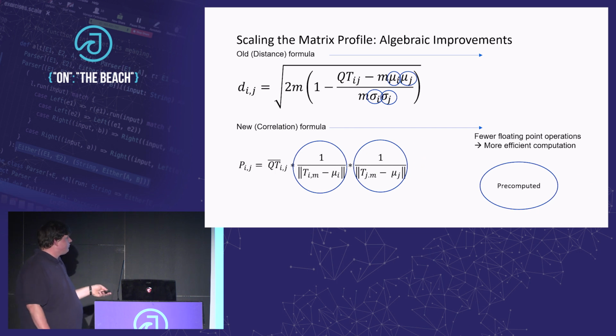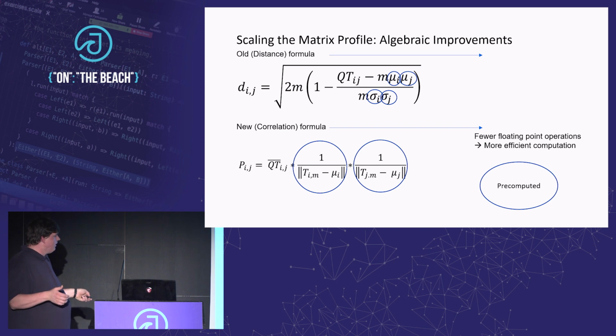For the distance calculation, this is the z-normalized Euclidean distance formula we were using, and this is the new formula which we're using for correlation. So instead of taking the minimum distance, we take the maximum correlation, and you can actually convert between these two in constant time.